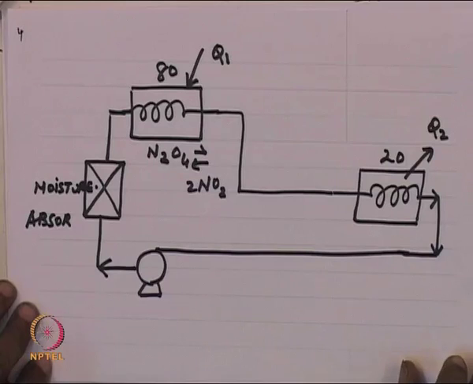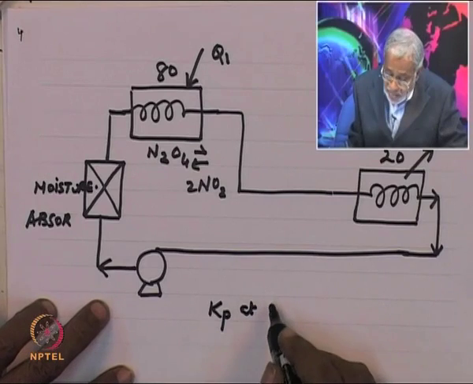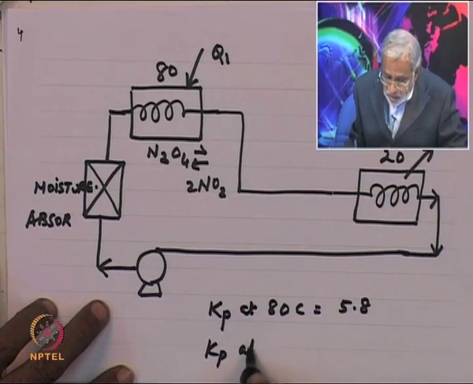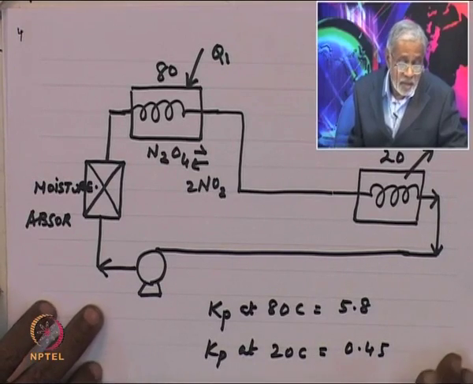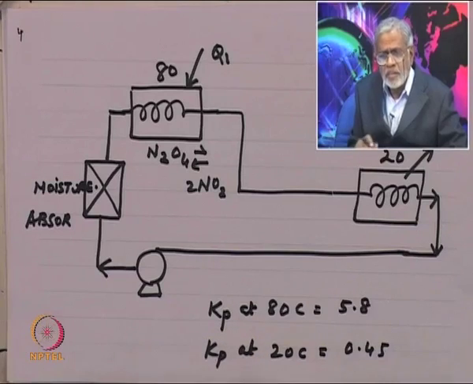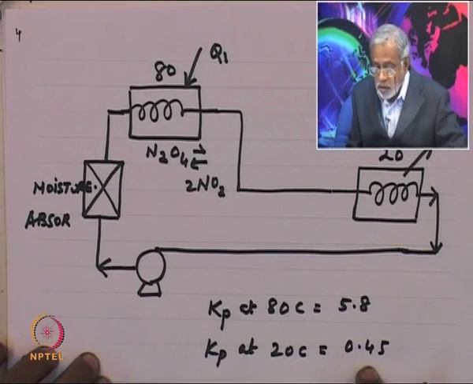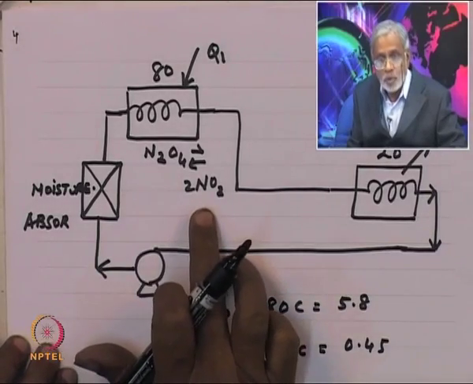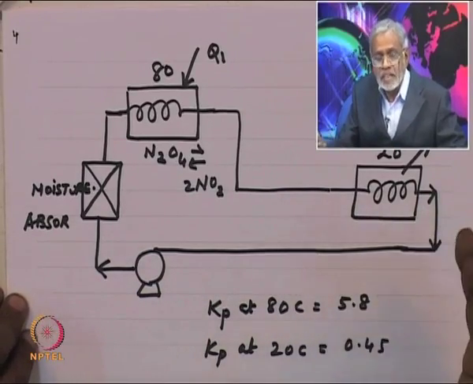Now, we can calculate based on the thermodynamics that is given to us that Kp at 80 C is 5.8 and Kp at 20 C is 0.45. So what it means is that this reaction at 80 C the Kp is 5.8 and at 20 C Kp is 0.45, which means what? This is an endothermic reaction. That means N2O4, if it has to go to NO2, you have to supply heat, and then when you reduce the temperature, the reaction reverses itself, releasing that heat.